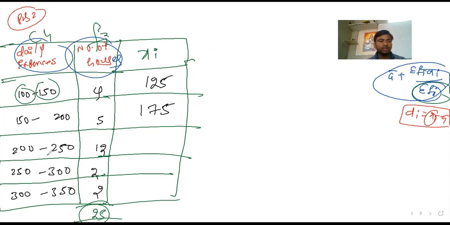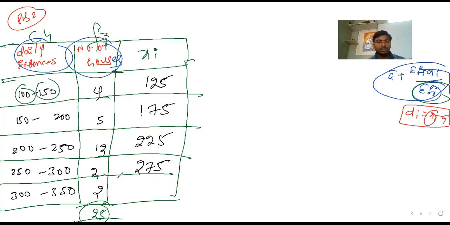Next, 250 plus 200. How much is there? 450. Am I clear? It's 450. So 450 by 2, he has to get 225. Next, how much is 300 plus 250? How much is the answer? 550. 550 by 2, the answer is 275.